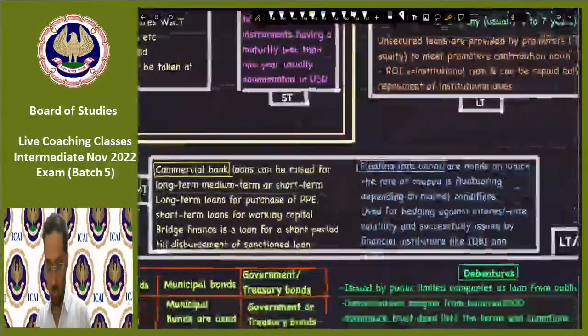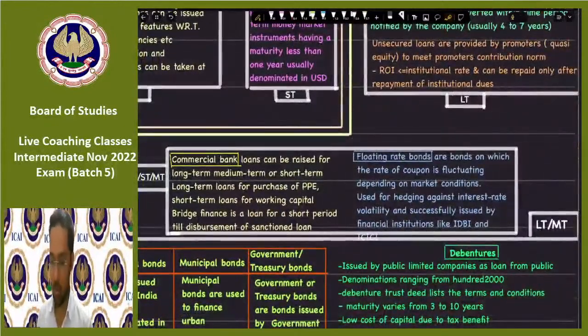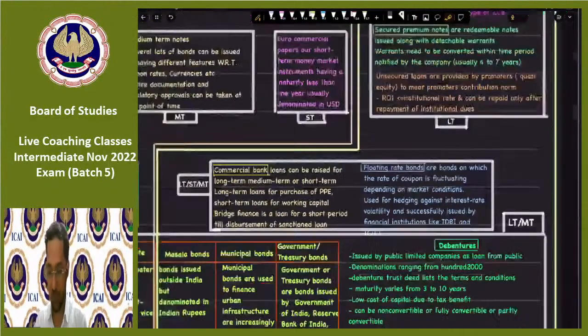Sometimes the bonds that are issued may be fixed rate bonds or floating rate bonds. Now, floating rate bond means the rate of coupon, the rate of interest that the bond pays, will be fluctuating depending on the market conditions. They are used for hedging against interest rate volatility and are issued by financial institutions like IDBI and ICICI. So these are bonds on which the rate of interest is not fixed. It'll keep on fluctuating depending on the market scenario.